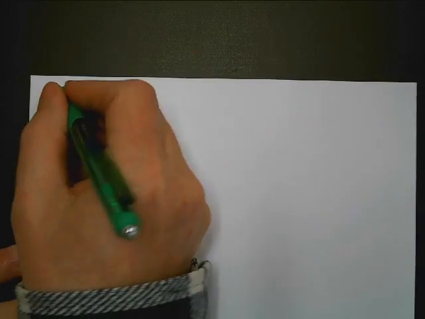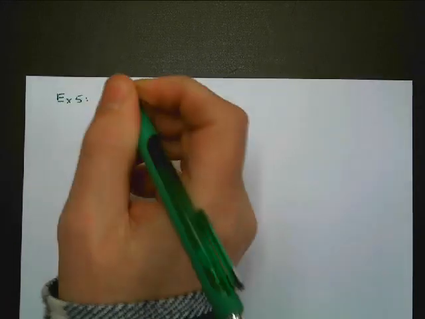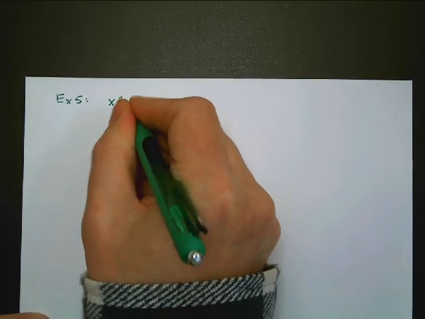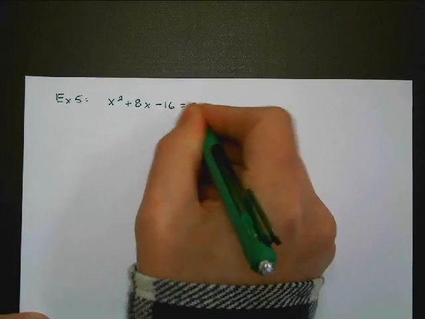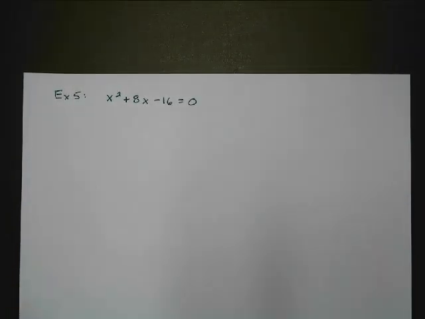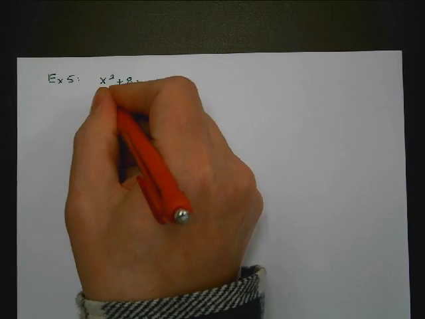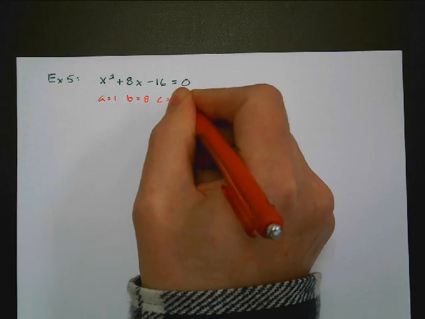Example 5. You're going to do x squared plus 8x minus 16 equals 0. All right, pause it. Actually try to do some work yourself. Pause it, try it out yourself, and then unpause to see if you got it right. All right, my A value is 1, B value is 8, C value is negative 16.